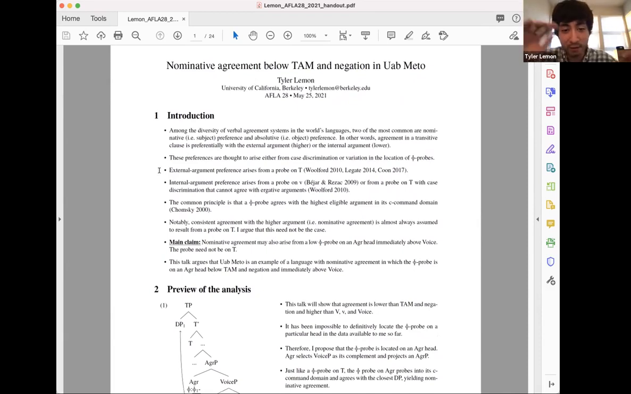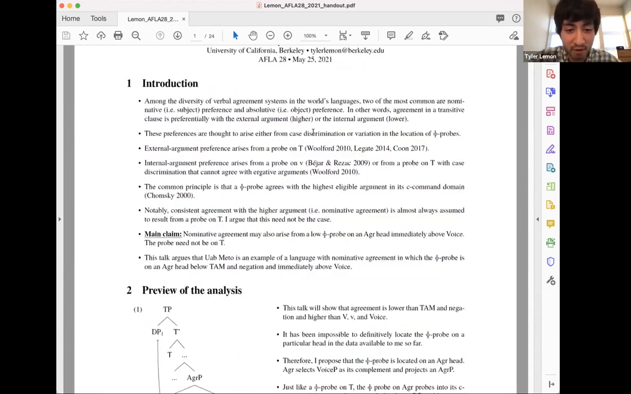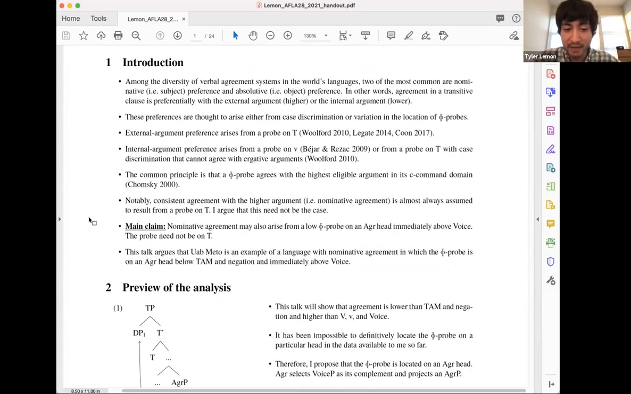And these preferences are thought to arise either from case discrimination or variation in the location of phi probes, where external argument preference arises from a probe on T, and internal argument preference arises from a probe on V, little v, or a probe on T with case discrimination that can't agree with ergatives, for example. The common principle being that a phi probe agrees with the highest eligible argument in its C-command domain. Notably, consistent agreement with the higher arguments is almost always assumed to result from a probe on T, but I argue that this need not be the case.